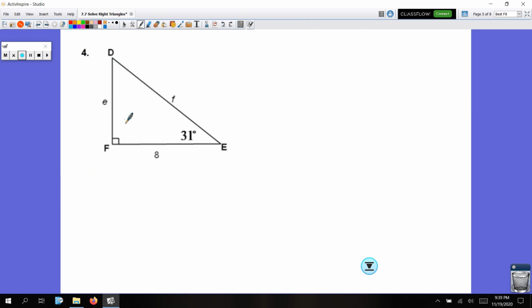All right, so here we have a triangle with two missing sides. We're missing the opposite side of the angle given, and we're missing the hypotenuse. So first thing, you're like, what do you have? You have the adjacent side. 8 is adjacent to 31 degrees, okay? So F is the hypotenuse and E is opposite. So if we write our SOHCAHTOA down, we should know which trig functions I'm going to use to find the missing sides.